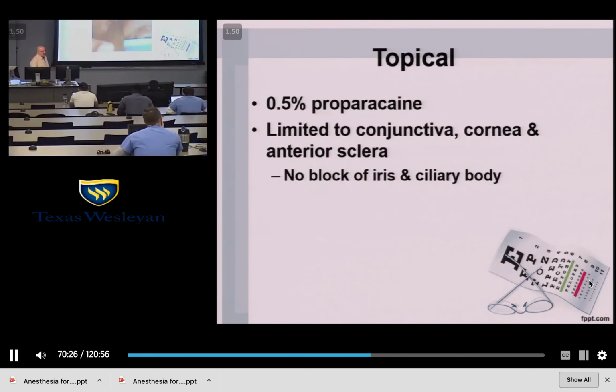Topical anesthesia is typically done with 0.5% proparacaine. The block is only limited to the conjunctiva, the cornea, and the anterior sclera. It does not block the iris or the ciliary body, so there can still be pupillary constriction and dilation.